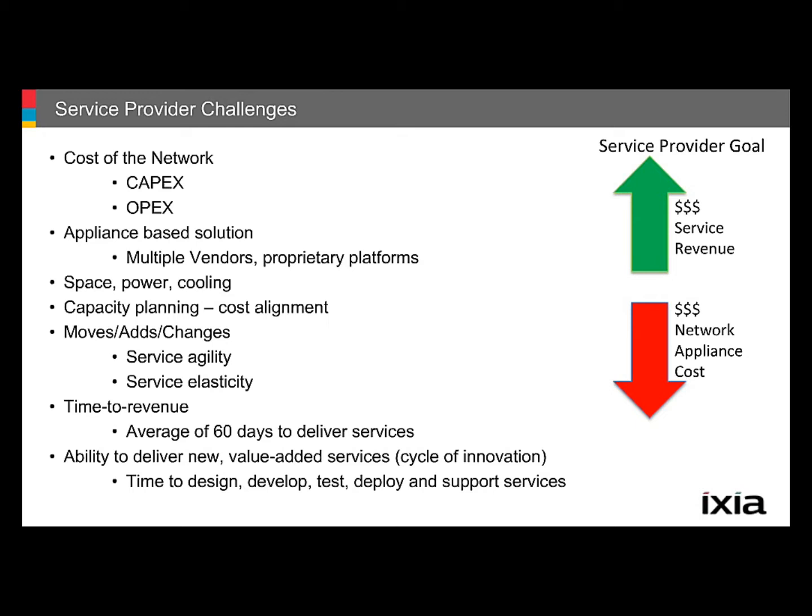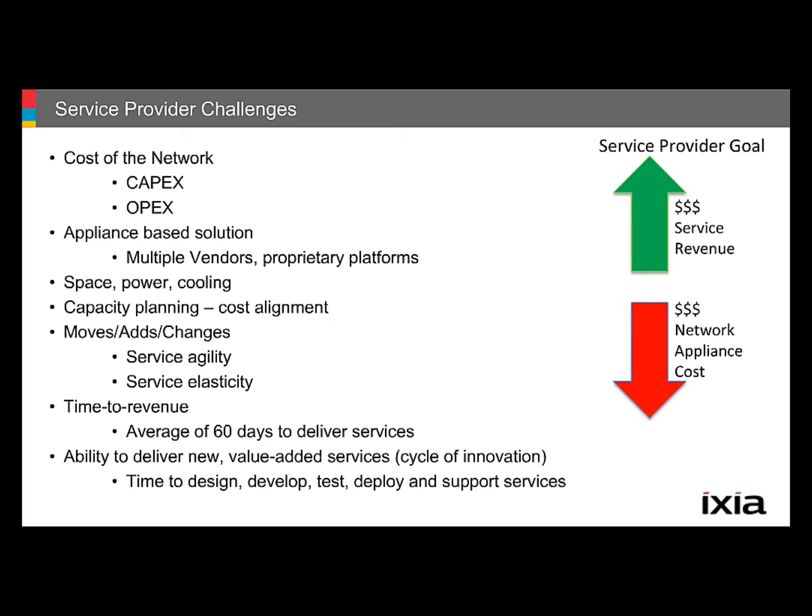So when you look at billable services and actually recognizing revenue for services, there's this measurement of time to revenue. And the average order filled by a carrier takes around 60 days to deliver the service. So while they're deploying the service and trying to actually account revenue for it, there's at least 60 days until a typical service is installed. That's a very long period of time. There's a lot of cancellations that can occur during that period. So they're looking at how do you minimize that time to revenue?